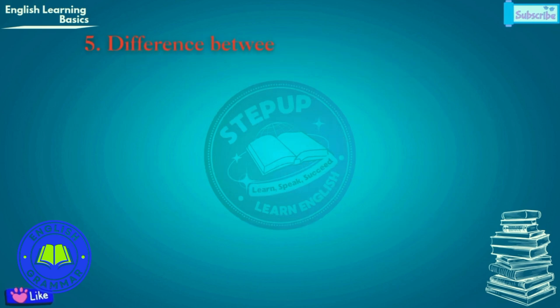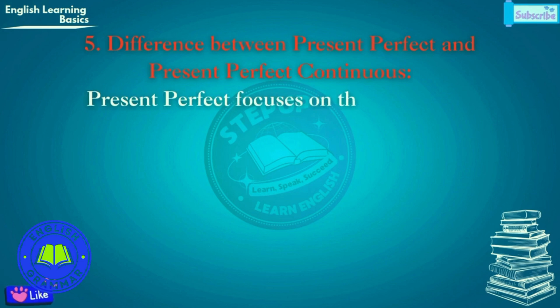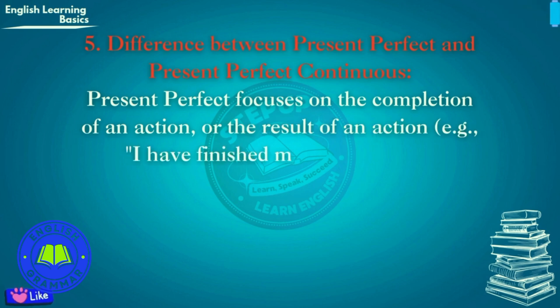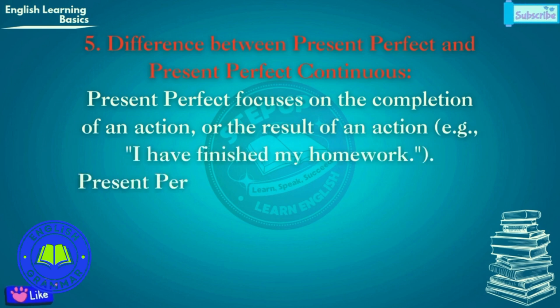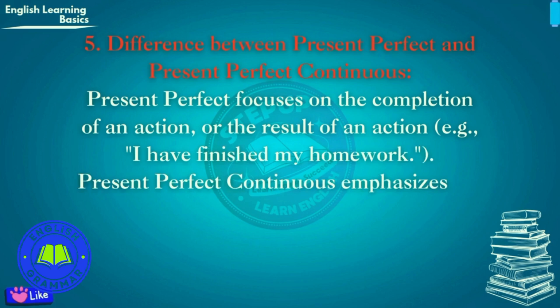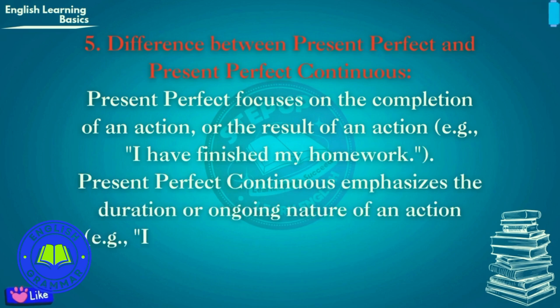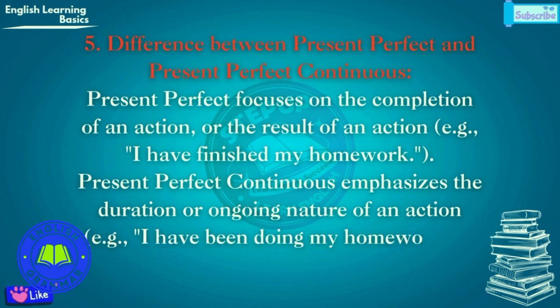5. Difference between past simple and past continuous. Past simple is used for completed actions in the past, e.g., I saw him yesterday. Past continuous is used for ongoing actions in the past, e.g., I was seeing him when it started raining.